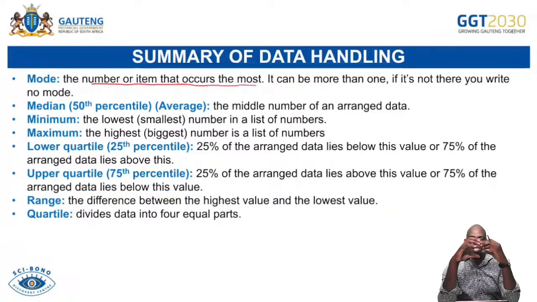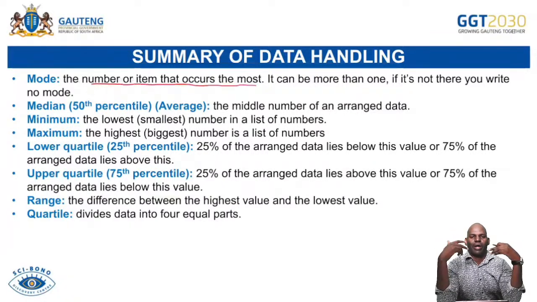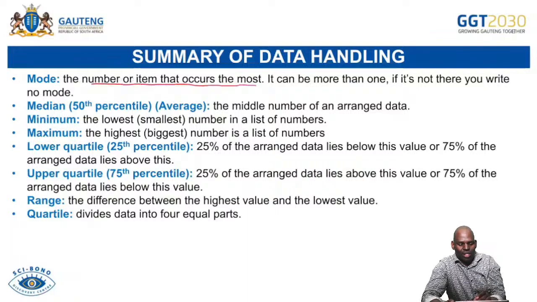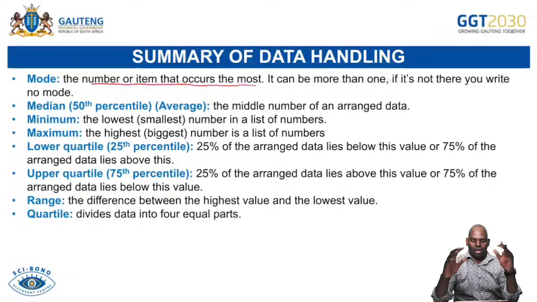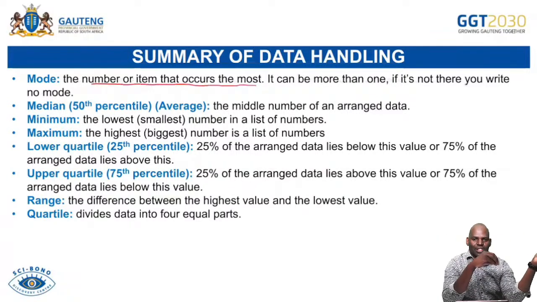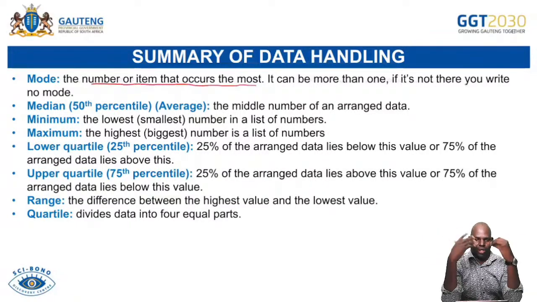Then it is possible that in a list of values, or in a list of data, one item appears more than once, or they appear the same number of times. In this case, it can be more than one mode. If none repeats, you write no mode. Let me explain this one. It is possible that you have two of them that appear more than the others and they appear the same number of times, so you write both of them. If three of them appear the same number of times, more than the others, you write all of them.